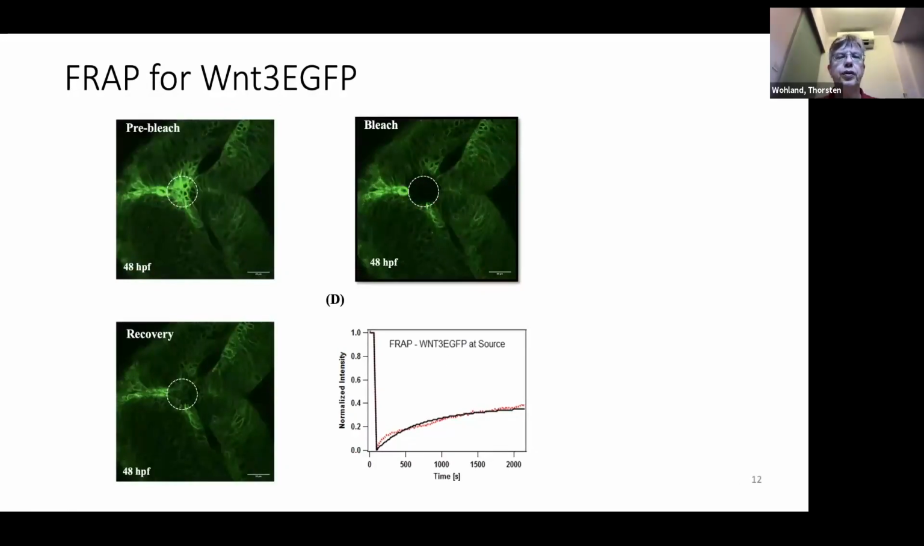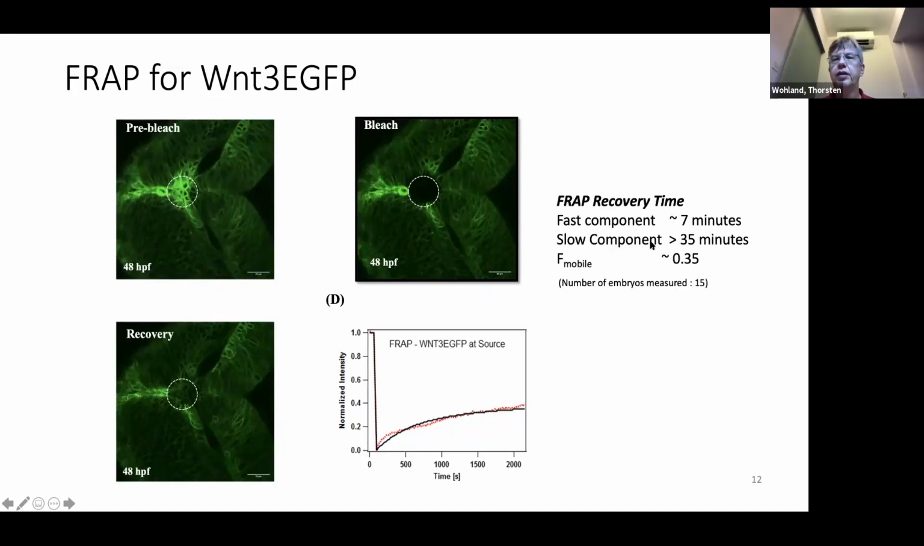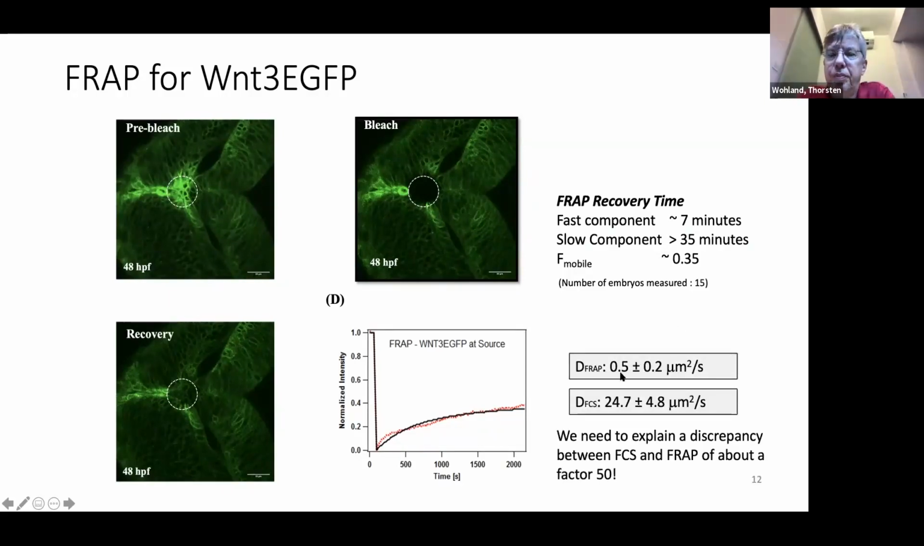What happens if we do FRAP for Wnt3 EGFP? Here, that's pre-bleach, that is bleached, and that is after recovery. So we get recovery, and we actually have two different components, a fast component and a somewhat slower component, where the slower component might be related to protein expression. About 35% of the molecules are mobile. If we measure the diffusion coefficient with FRAP, we get 0.5 micrometers squared per second. After everything we've done, we're back to step one. Again, we have a factor of 50 between FRAP and FCS that we have to explain somehow. Where does the factor of 50 come from? Exactly the same as I told you earlier.